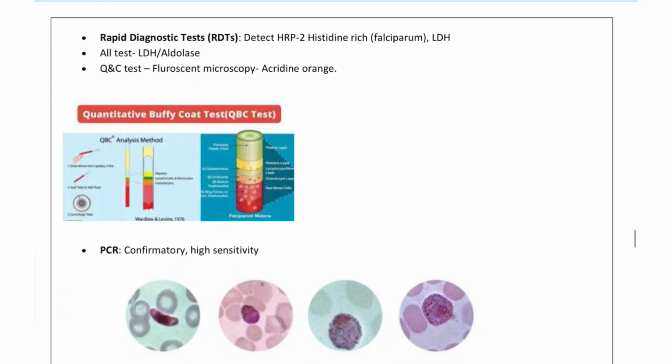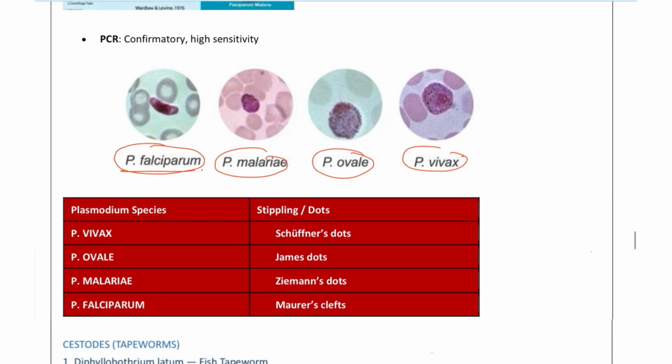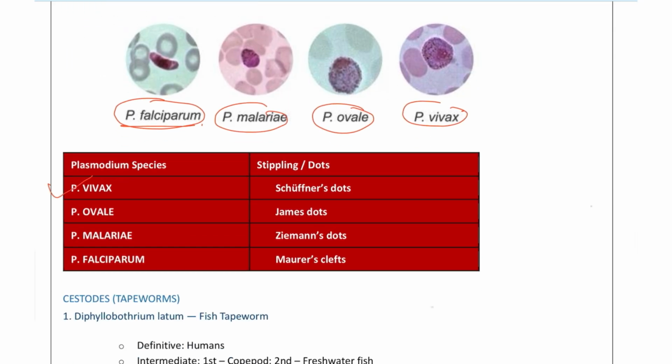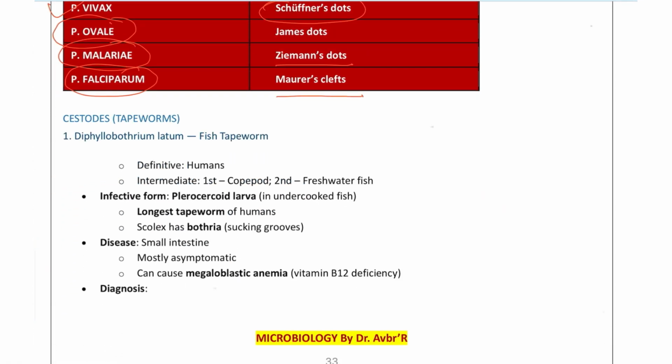All right, next important points that you have to know. This is the gametocyte of falciparum, malariae, ovale, and vivax. So vivax is going to show Schüffner's dots. Okay, Schüffner's dots. Here you can see these are the Schüffner's dots. Ovale is going to show James dots, and malariae is going to show Ziemann's dots. Falciparum is going to show Maurer's clefts. All right. Next, cestodes, coming to the tapeworms.